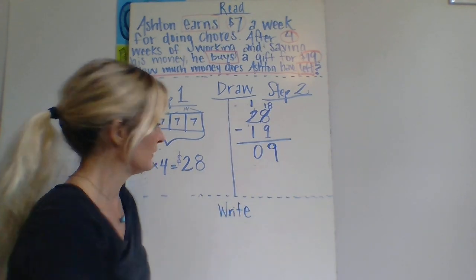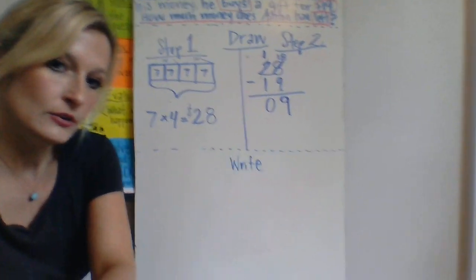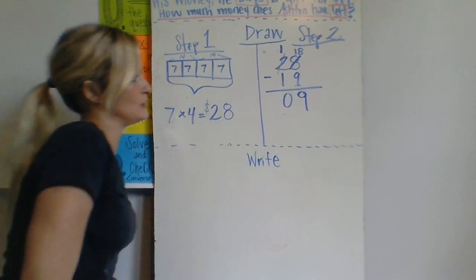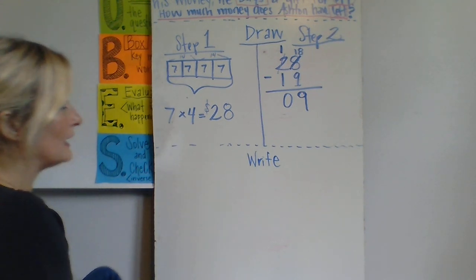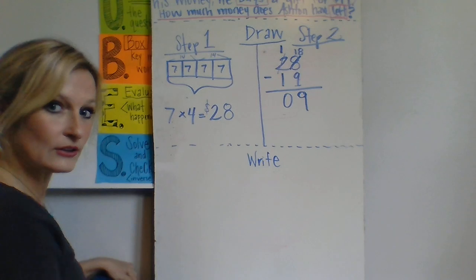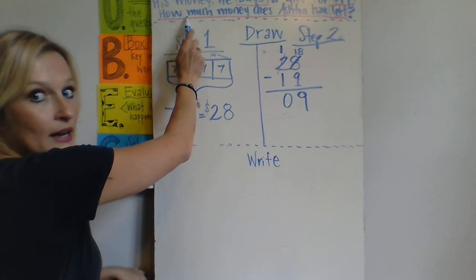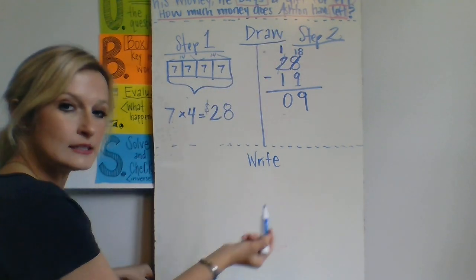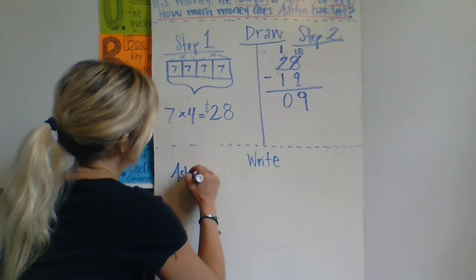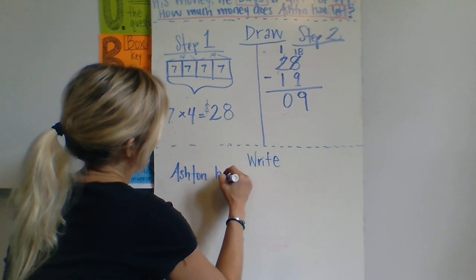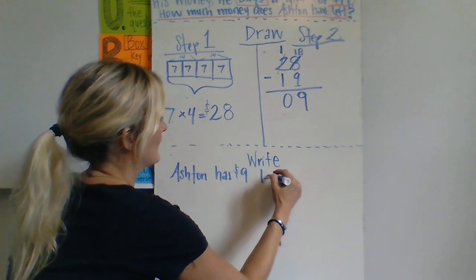So, now comes our write portion. You can be as detailed as you would like in this part. What I first like to do is answer the question. So what I do is I go back to the question and I use it to begin my answer. Ashton has $9 left.